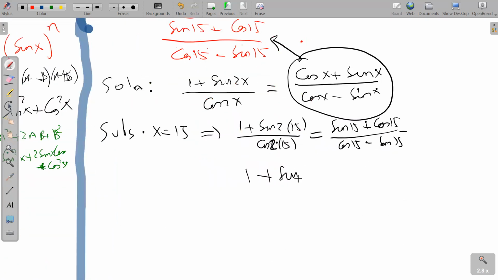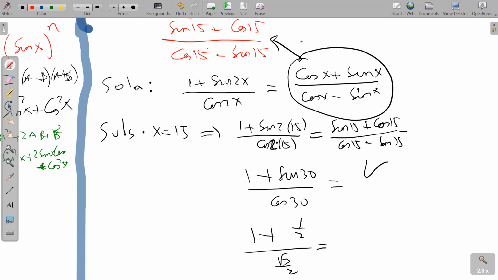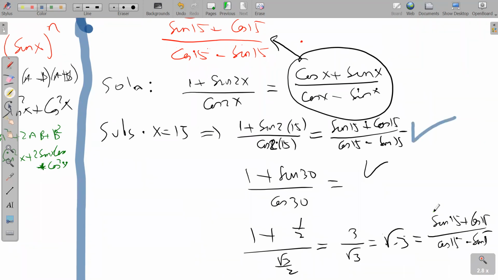1 plus sin 30 over cos 30, which is 1 plus 1 over 2 over cos 30, which is square root of 3 over 2. Just use a calculator, or leave it as square root of 3. So the answer is sin 15 plus cos 15 over cos 15 minus sin 15, but only 2 marks. This one, 1 mark for substitution, 1 mark for the answer.